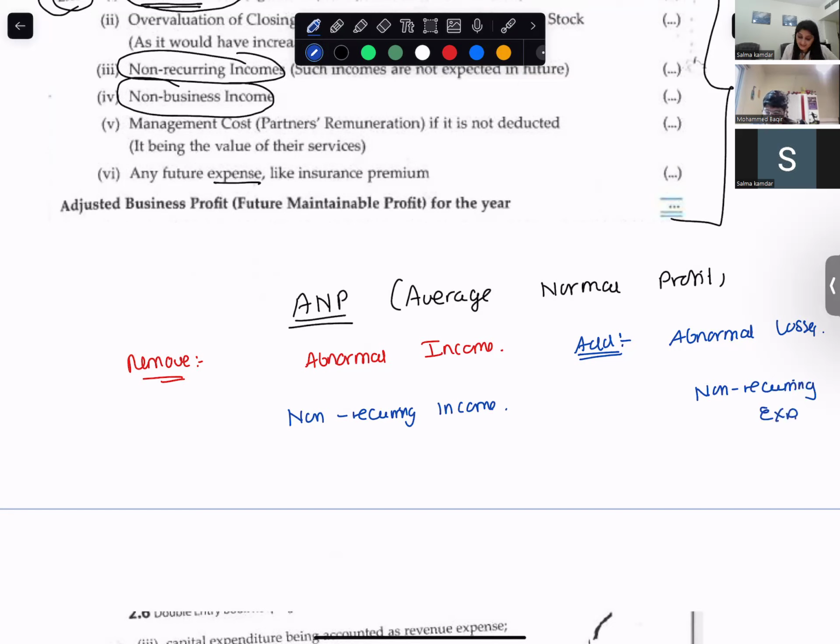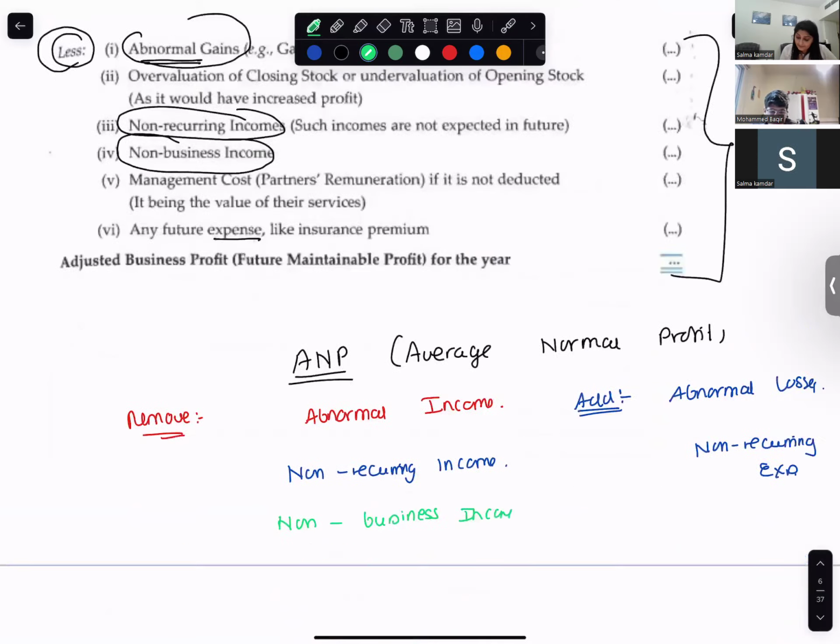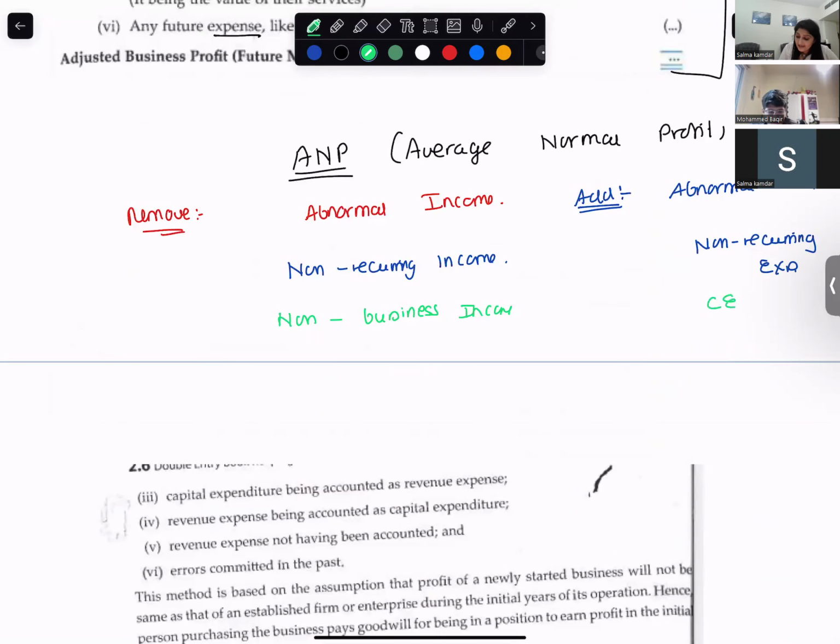Non-recurring expenses. Okay. If you remove non-business income, what will you add? Non-business loss, capital expenditure that you have charged. This will rarely come. Okay. You will remove overvaluation of closing inventory.